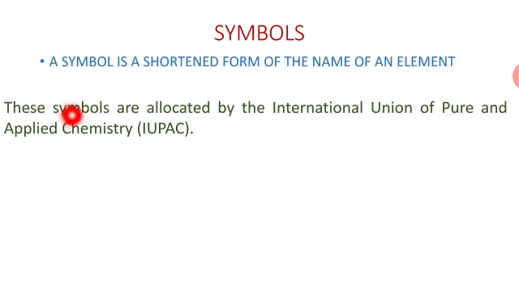These symbols are allocated by the International Union of Pure and Applied Chemistry. That means IUPAC. The symbols are allocated by IUPAC. The IUPAC abbreviation, what students? International Union of Pure and Applied Chemistry. IUPAC is a committee, and this IUPAC committee alone allotted the symbols, right?